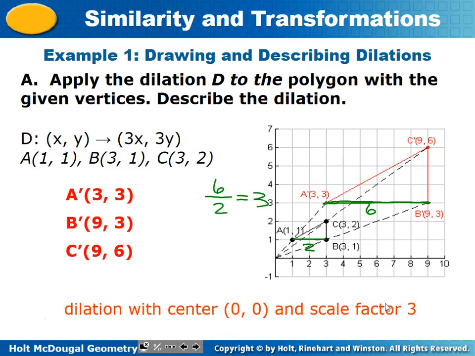Now if we look at the other side as well, we notice that our original side BC was 1, and up here, B'C' is 3. Again, if we take our new shape, A'B'C', and put 3 over our original shape, ABC, we see that our scale factor is 3.